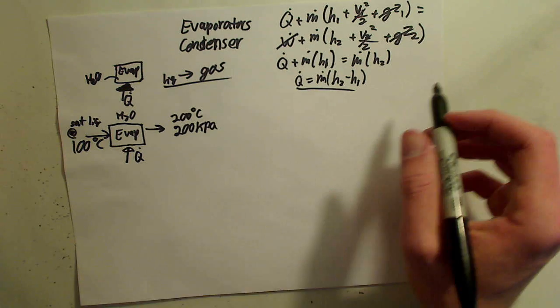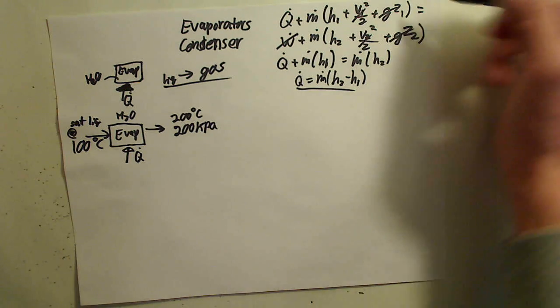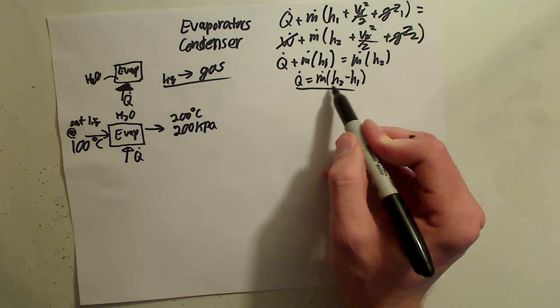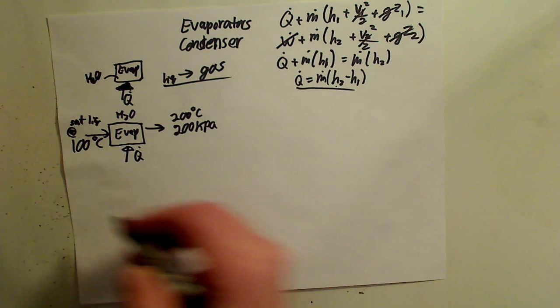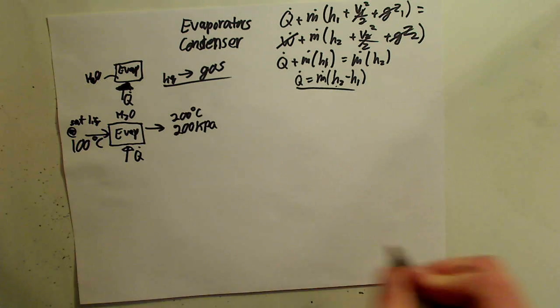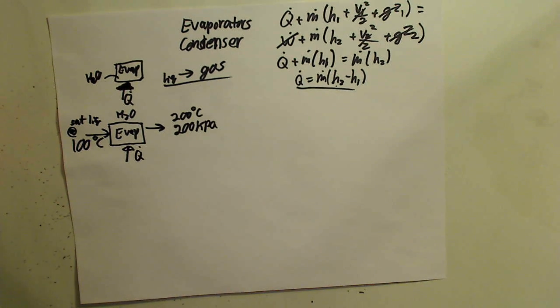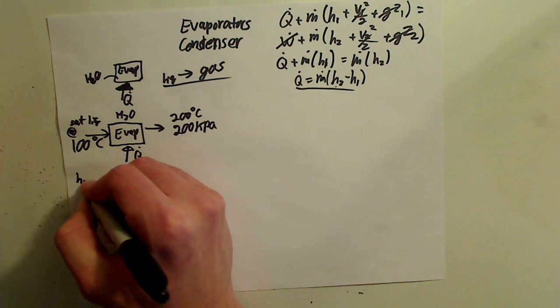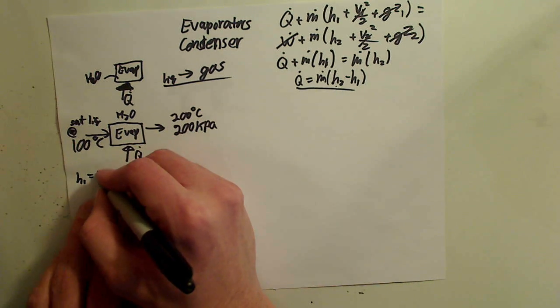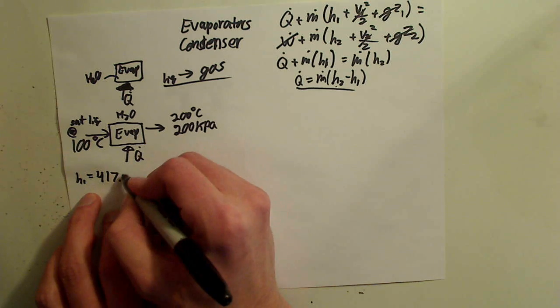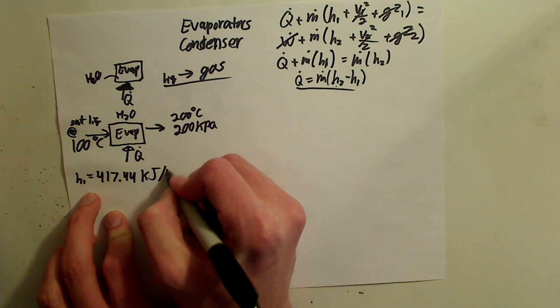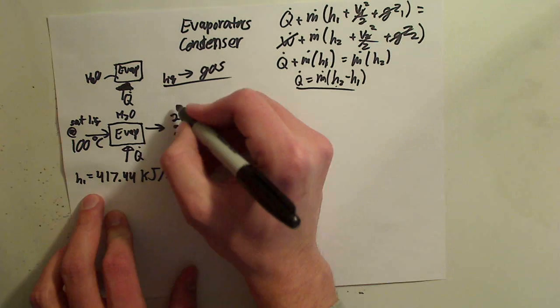Alright, so all we have to do is use the continuity equation and plug and chug. So we need enthalpy of state 2 and state 1. We know it's a saturated liquid, so we can look that up in the table. 100 degrees Celsius is more or less 99.6, so we can just assume that's going to be at 100 kPa, and the enthalpy there, so H1 equals 417.44 kilojoules per kilogram.